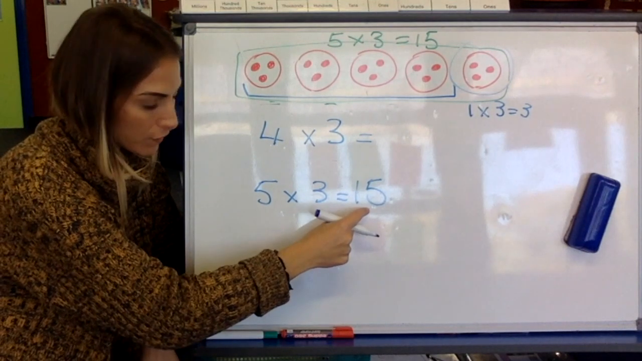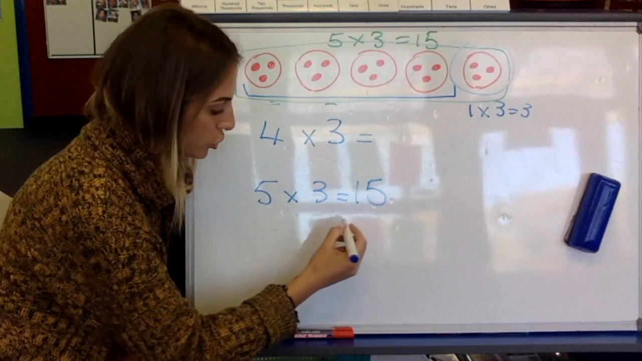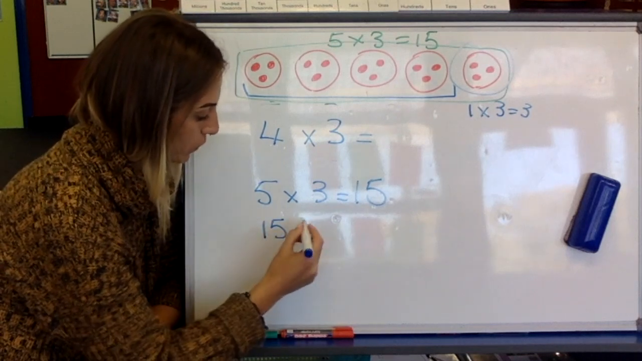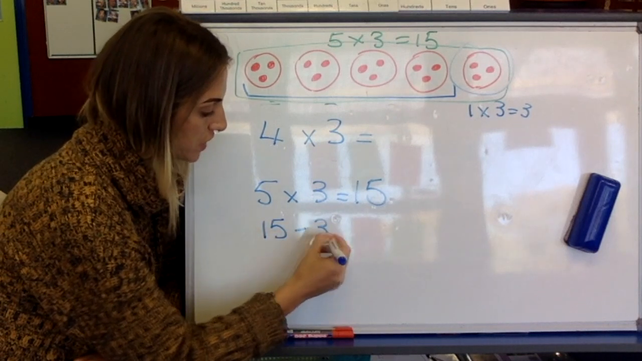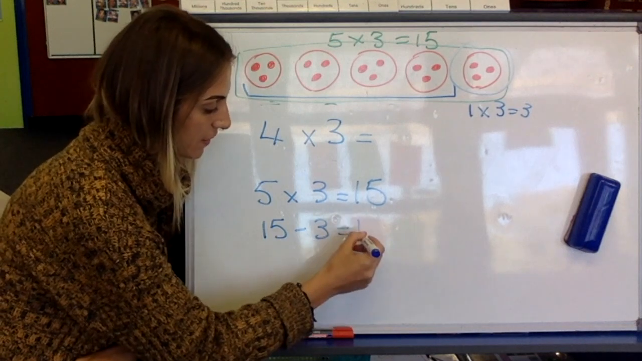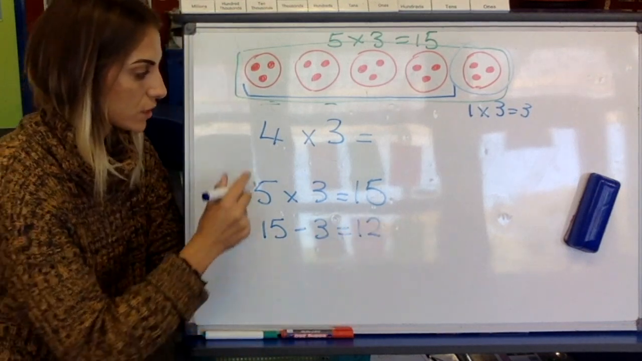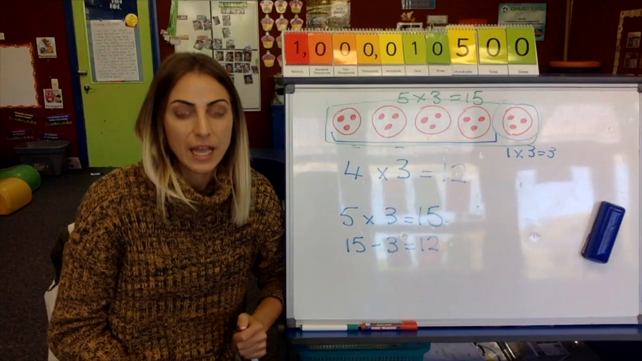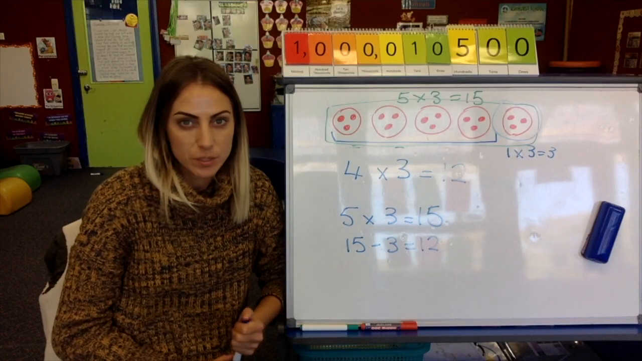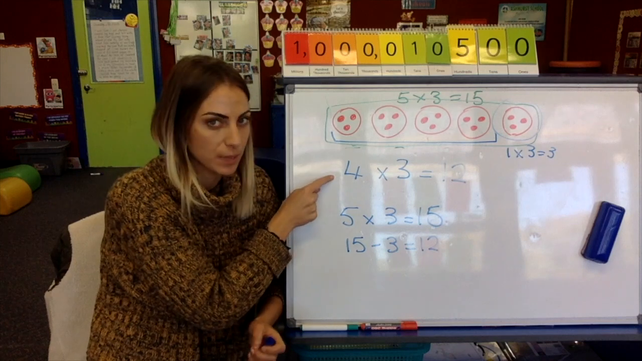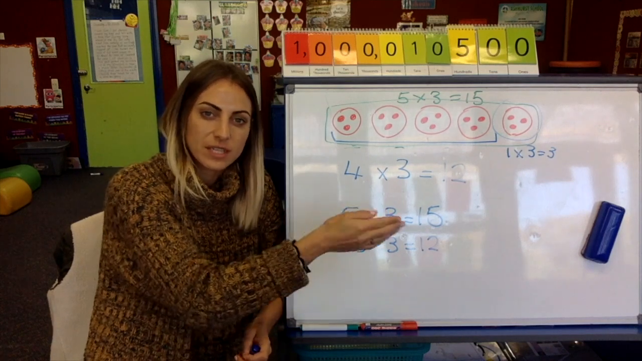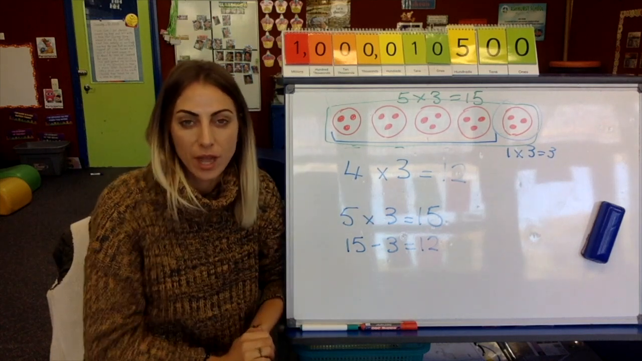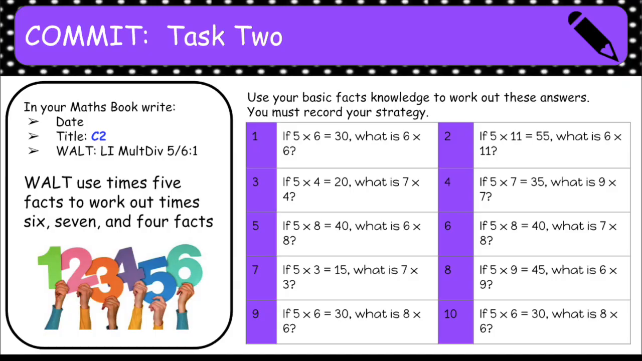So if I've got 15, I want to take 1 group of 3 away from there. So I want 15 minus 3 is 12. So 4 times 3 is 12 chocolate chips. If you want to use your 5 times tables to help you with a 4 times table problem, then at the end you need to take away a group. Your answer needs to be smaller.